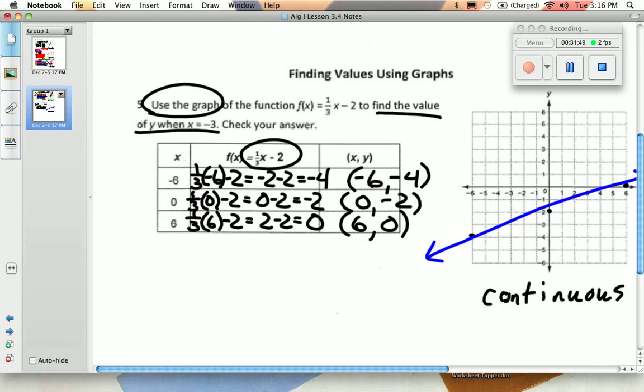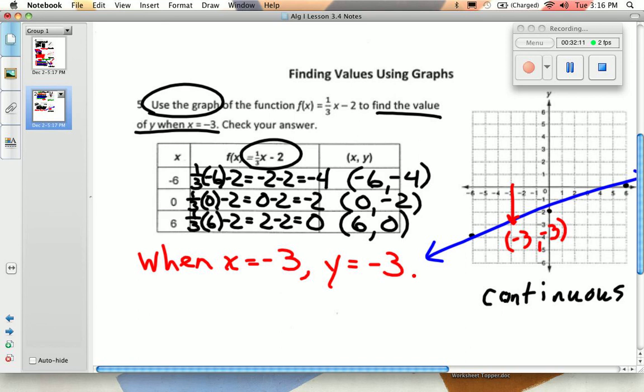So we go to where x is equal to negative 3, we follow it down, and we say, oh, it's right here. And what's that ordered pair name right there? Negative 3, negative 3. So we're going to say when x equals negative 3, y equals negative 3. They just happen to have the same value. Doesn't mean that will always be the case, but in this case, when you go to x equals negative 3 and follow into the graph, to the line, that's what you get.